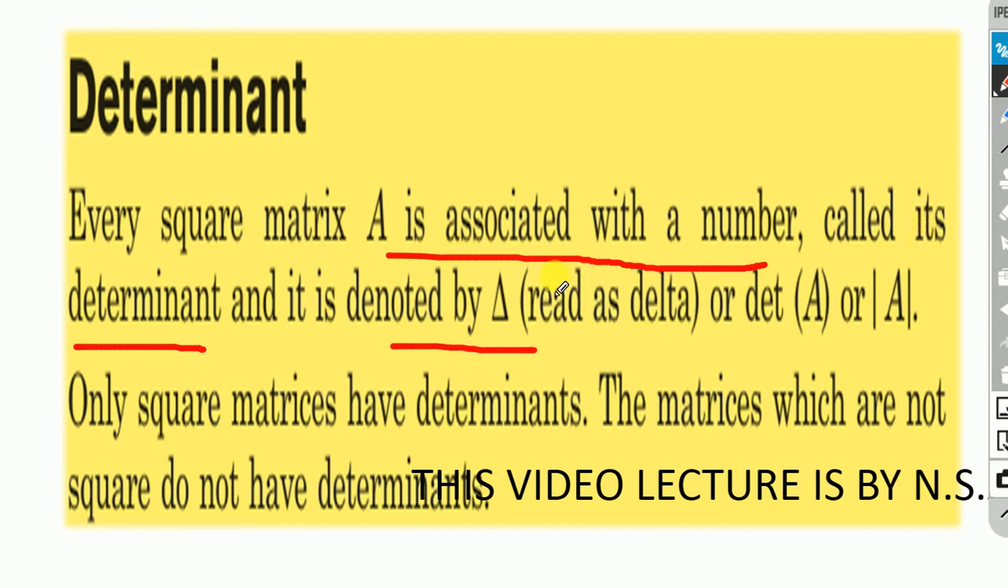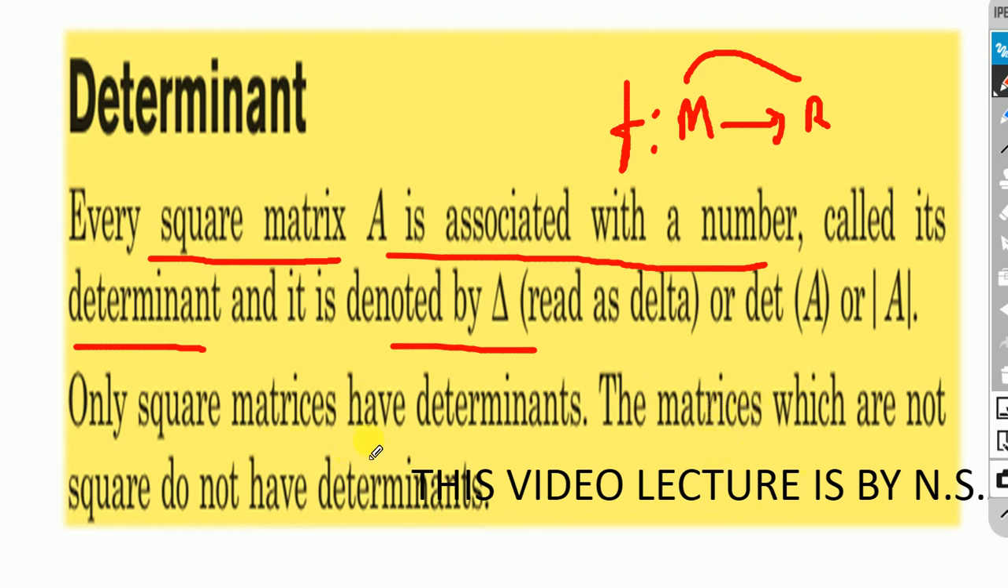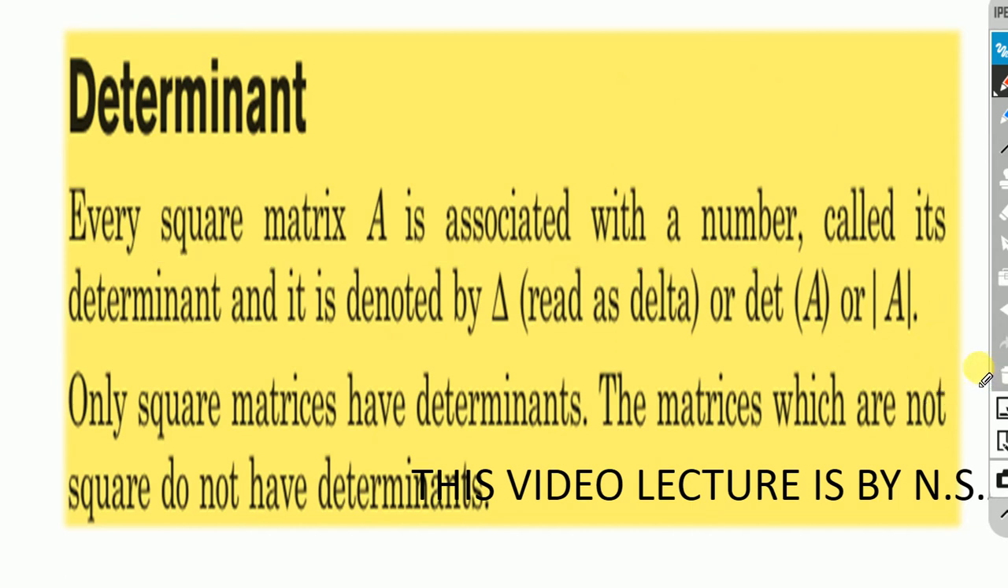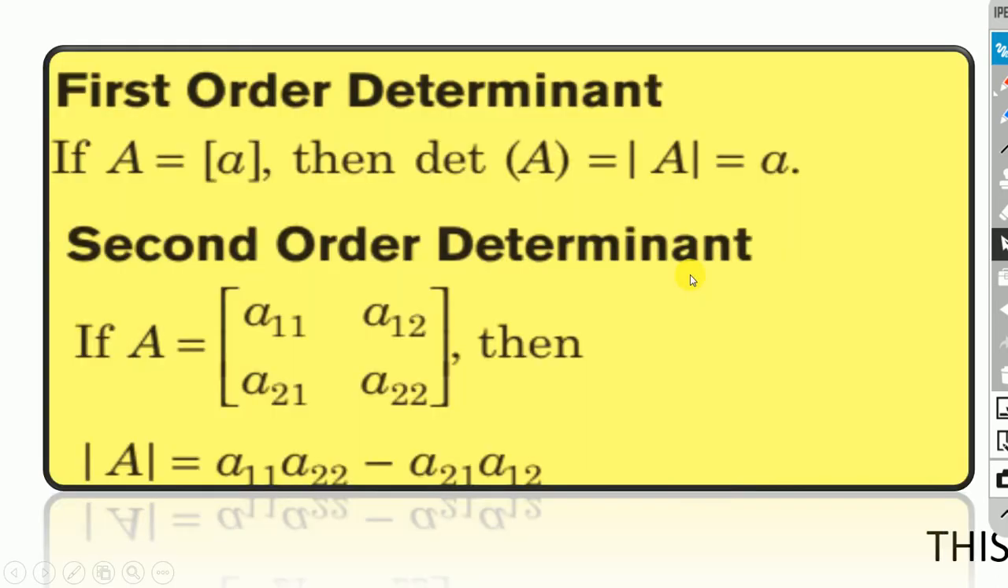Every square matrix is associated with a number called its determinant, and it is denoted by delta. That means actually we will define a function f from the set of all square matrices to the set of real numbers. So only square matrices have determinants, and others will not have a determinant value. This is the definition of the determinant.